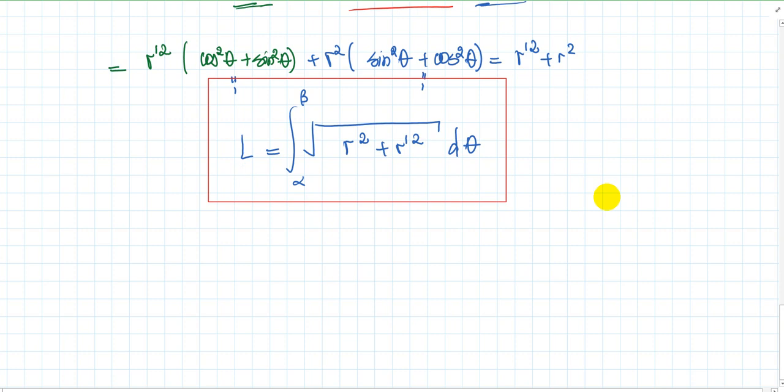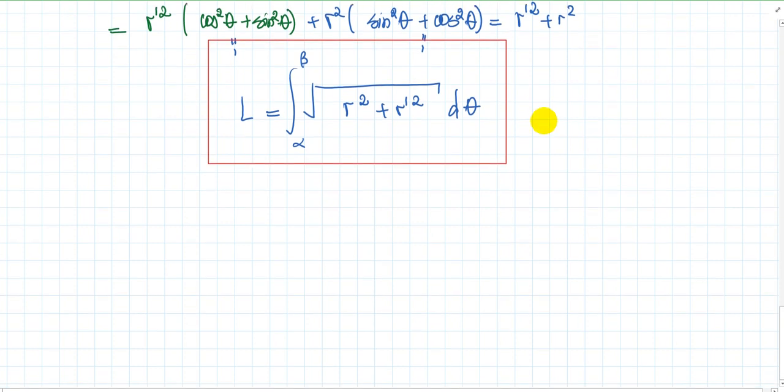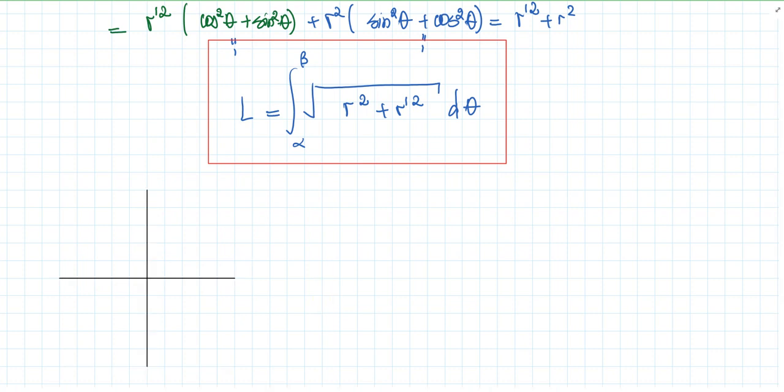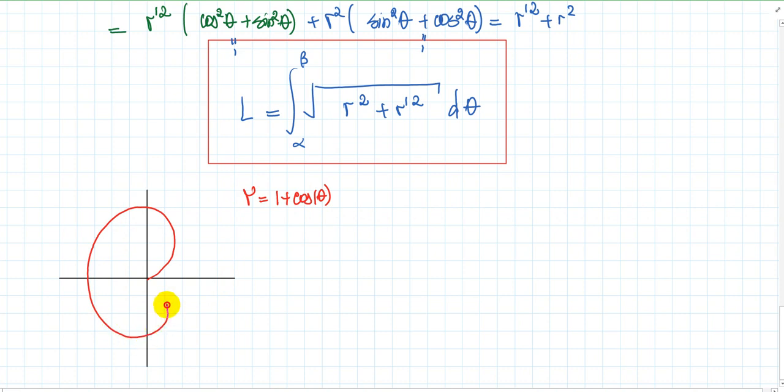Okay, so let's discuss the arc length for the cardioid, but not the usual cardioid with 1 plus sine of theta. Let's discuss how to find it for the cardioid with the cosine. Do you remember, if I write down r is equal to 1 plus cosine of theta, it's going to be this kind of curve. Okay, roughly. It should be symmetric.